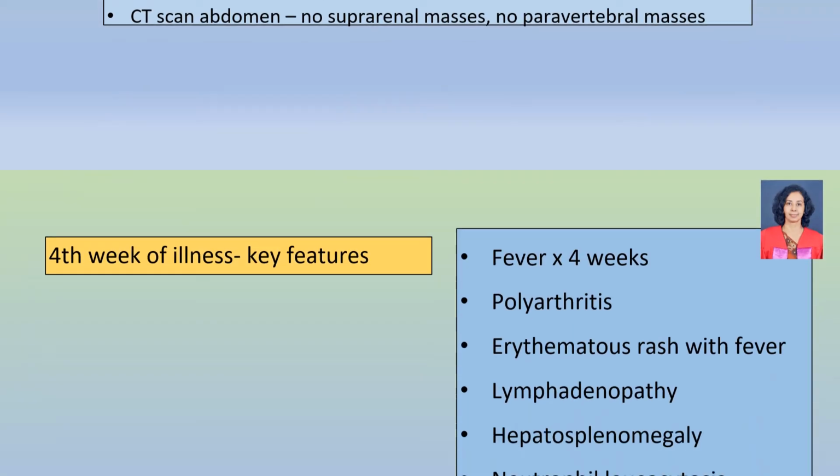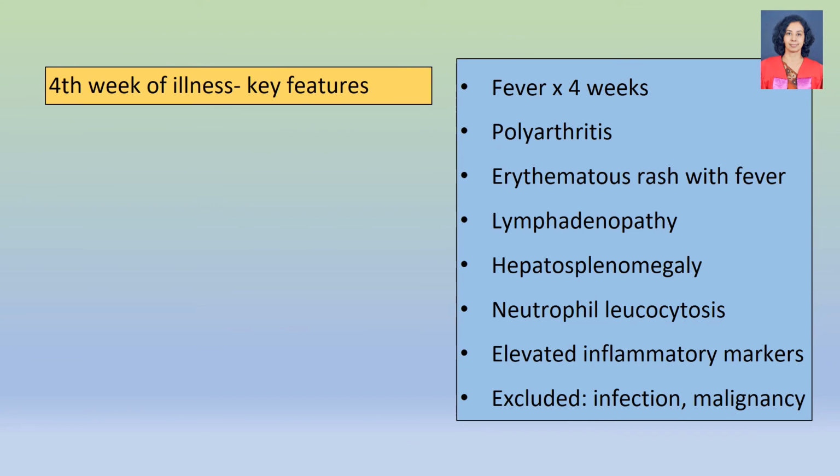Now let us see. While we were investigating, the child arrived at the 4th week of illness. The key features that we found during the 4th week of this patient were persistent fever, remaining polyarthritis, and appearance of an erythematous rash with the fever spikes, lymphadenopathy, and hepatosplenomegaly which were persisting, and now we are left with the investigation findings of neutrophil leukocytosis with elevated inflammatory markers, and we have excluded an infection and a malignancy. So now, what is likely in our patient?